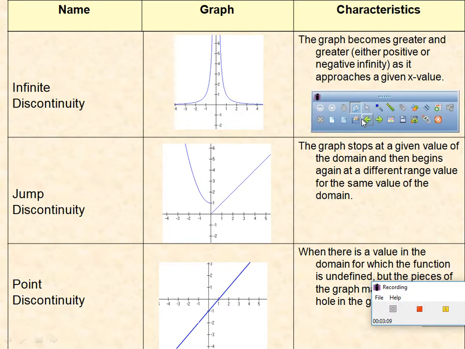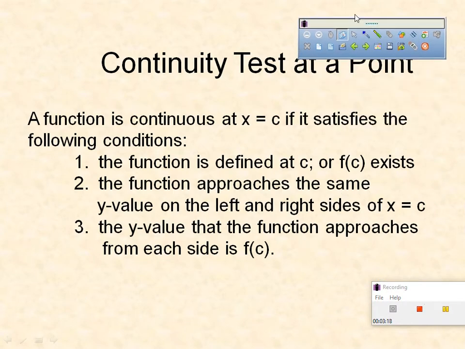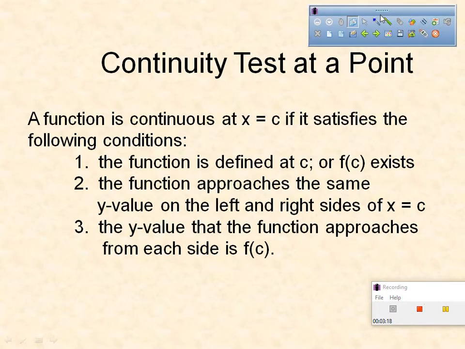So let's talk about how you can prove whether a function is continuous or not. There's something called the continuity test, and it's three simple objectives. This is how you test whether or not your function is continuous at a point. It has to pass these three things. A function is continuous at the point if it satisfies the following three conditions. And it's not "or." It's got to be all three of them. It can't be just, oh, well, it does one, it does two. No, it's got to do all three of them.